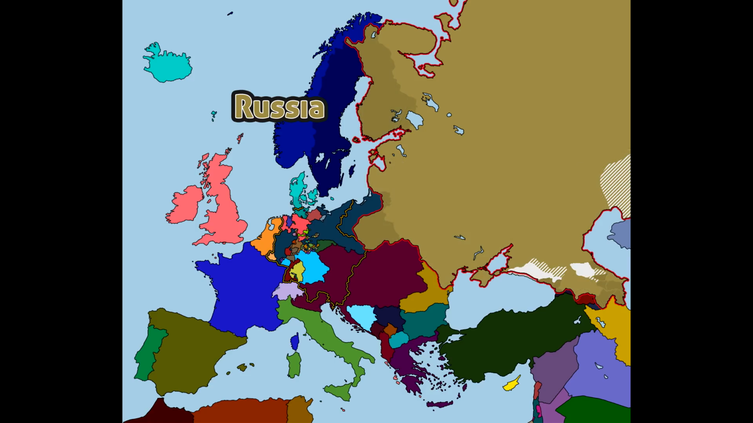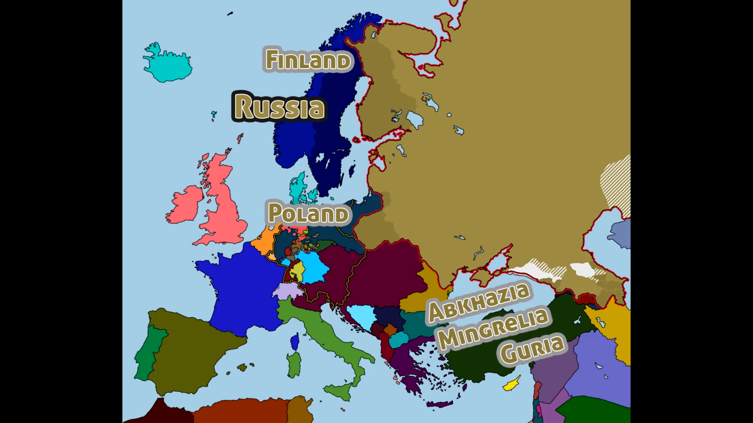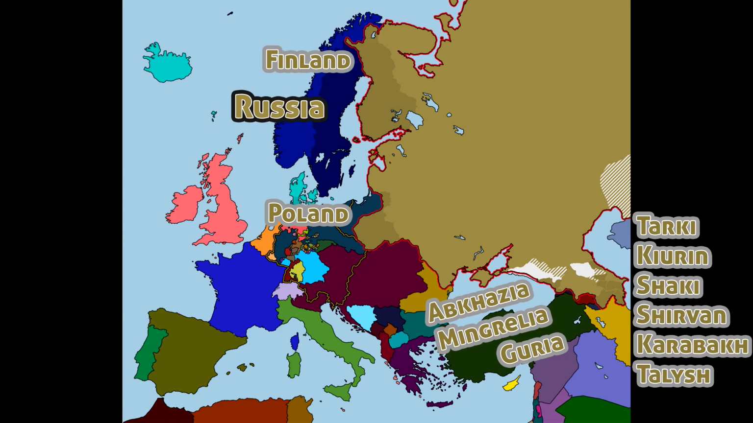Due to its territorial expansion, Russia also had several regions with special status. The most important of these are Finland and Poland to the west, which were both autonomous, at least on paper. To the south and east, we have three areas that were generally regarded as parts of Russia, but where Russian control was more of a work in progress than a fact, and in the North Caucasus, this would remain the case for another half-century. In the South Caucasus, we also have autonomous areas. In the west, the three principalities of Abkhazia, Mingrelia, and Guria. And in the east, the khanates of Tarki, Kurin, Shiki, Shirvan, Karabakh, and Talish.